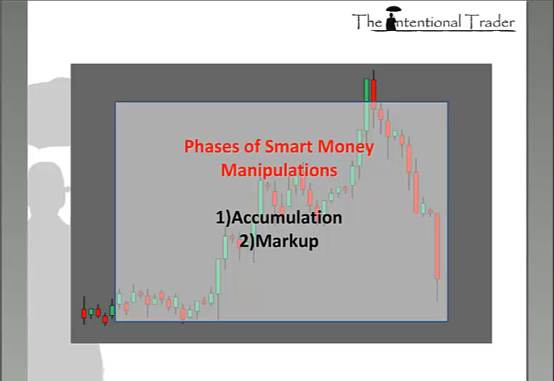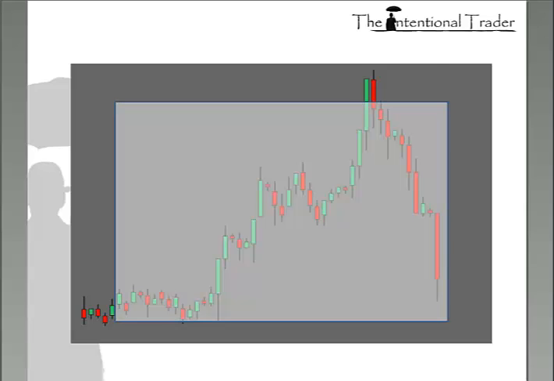I'm not here to teach you how the HFTs do what they do or who does it. I'm going to show you, using volume spread analysis, how we can take advantage of it. Phase three is distribution. Phase four is the markdown phase. All right, and we're going to talk about each of these for just a little bit.